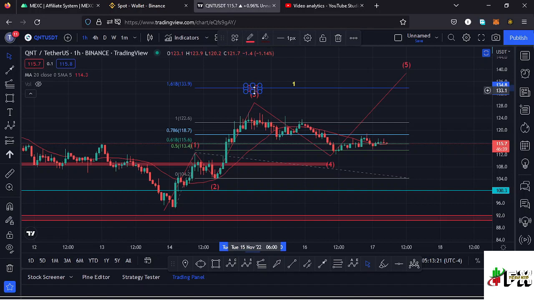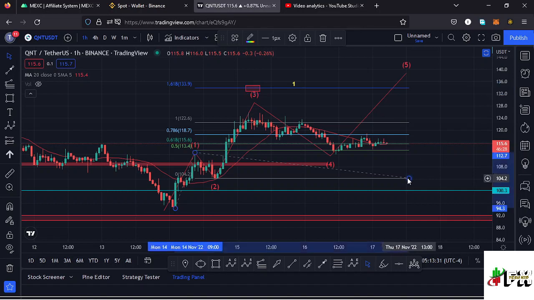So there are two possible scenarios that can play out over here, and these two possible scenarios converge to one scenario, which is giving us a more bullish movement to the upper side. So whichever the case plays out, both of them are giving us a bullish movement here on the Quant chart.